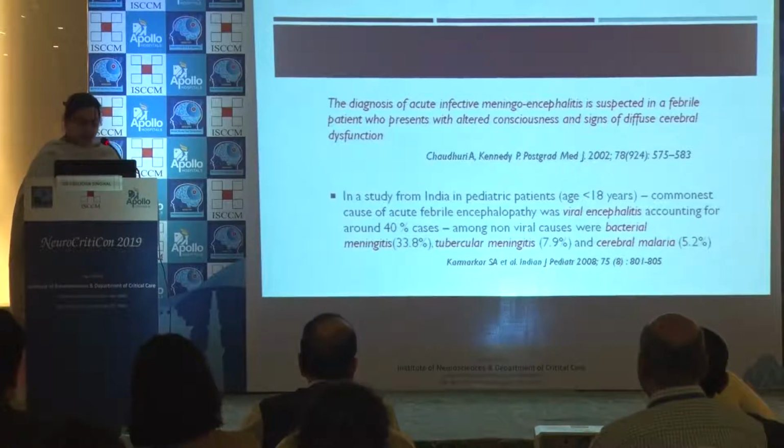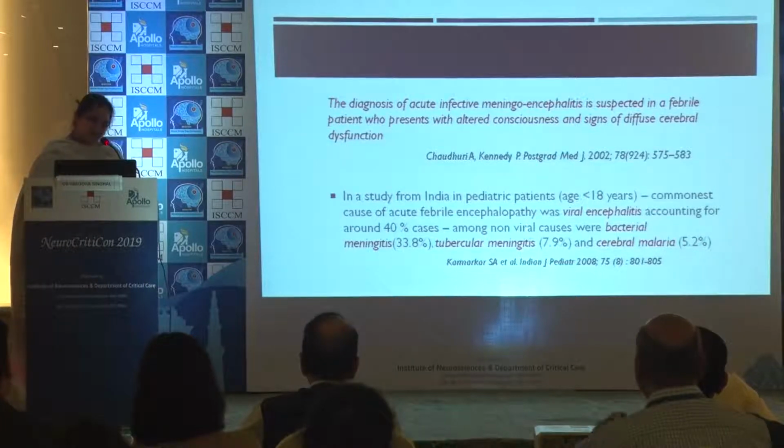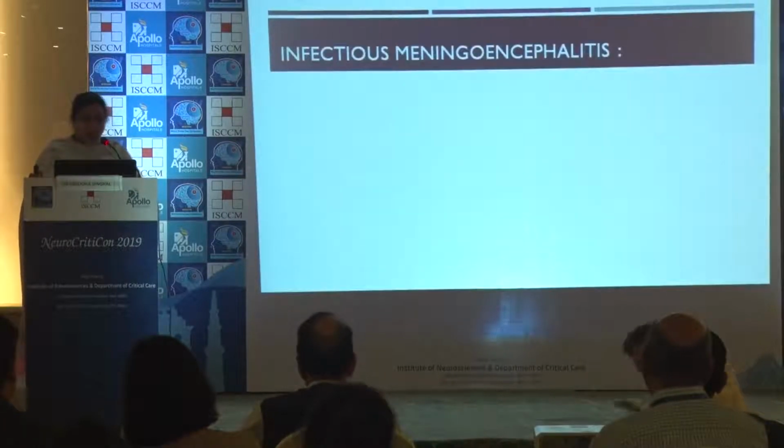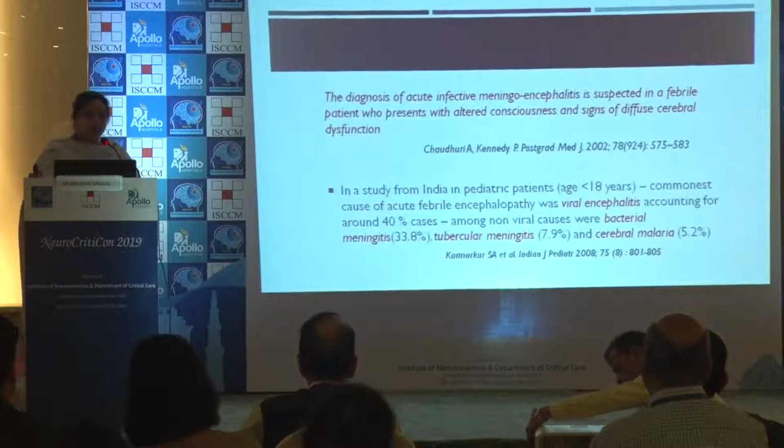So in a study from India in pediatric patients, the commonest cause of acute febrile encephalopathy was viral encephalitis, accounting for around 40% of cases. And among the non-viral causes, bacterial meningitis was the commonest, accounting for 33.8%. Tubercular meningitis was in 7.9%, although the incidence might be higher. The diagnosis for TBM is really challenging. And cerebral malaria, which is 5.2%.